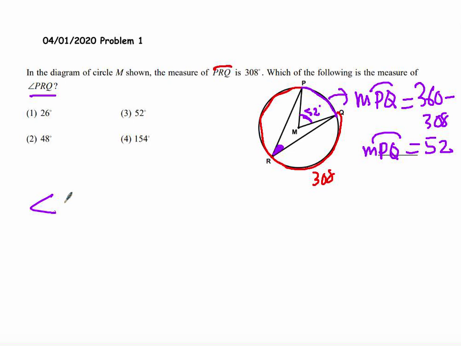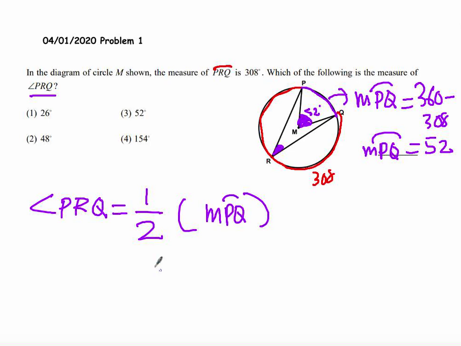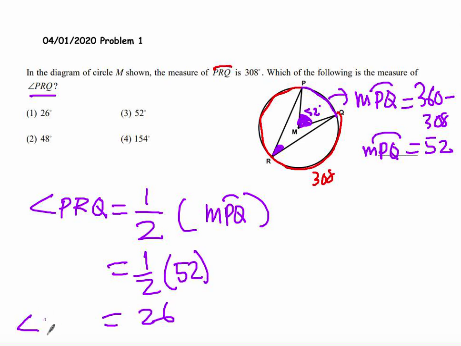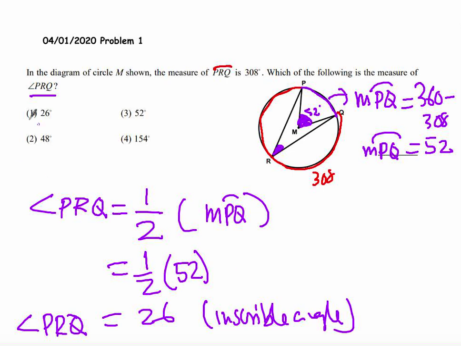So we have to say angle PRQ would be 1/2 of the central angle or the minor arc. So it's going to be 1/2 of PQ, so 1/2 of 52. That's 26. So angle PRQ, which is the inscribed angle, is 26. So the correct answer is 26.